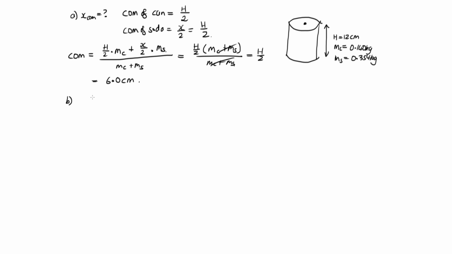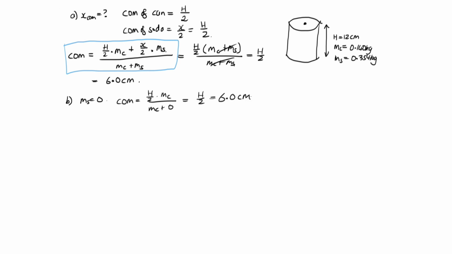Okay, part B then asks us what's the center of mass once it's lost all the soda. So in that case, we've got that the ms is equal to 0. So we can use this same equation here, but now we've got that the mass of the soda is 0. So when we do that, we have that the center of mass is equal to h over 2 times the mass of the can over the mass of the can plus the mass of the soda, which is 0. And so this will be equal to h over 2, and so it's still 6 centimeters.